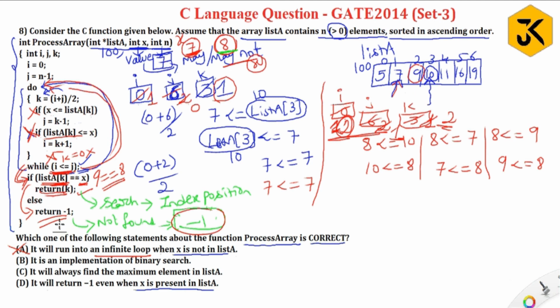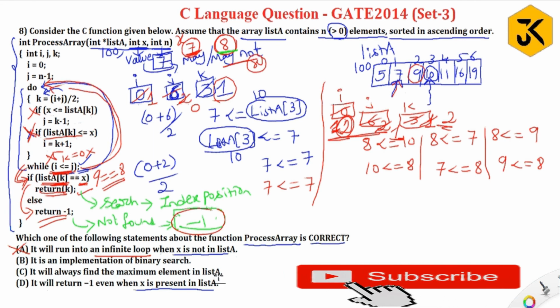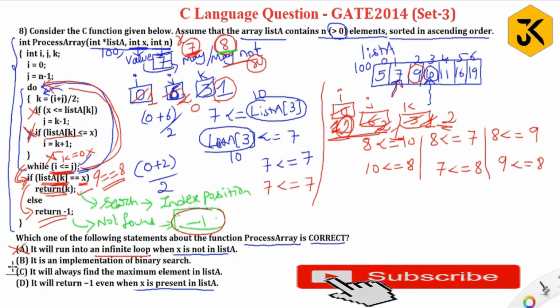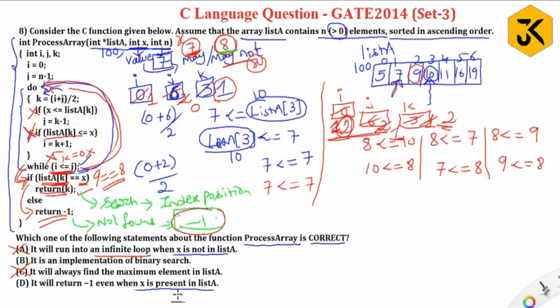Next, let's take option C. It will always find the maximum element in list A. Guys, is it trying to find the maximum element in list A, or is it trying to find whether an element is there or not? It is going to find whether the element is there or not. It is not finding the maximum element. So option C is wrong. Next, it will return -1 even when x is present in list A. When x is present in list A, what is it returning? It is returning the index position, it is not returning -1. So option D is wrong. So obviously option B is the correct answer.